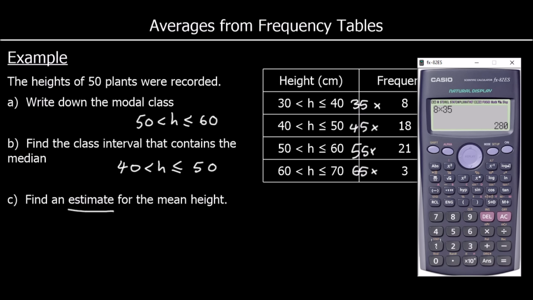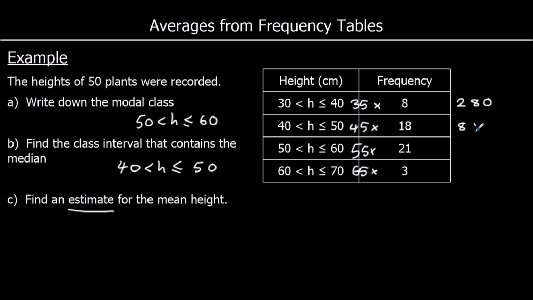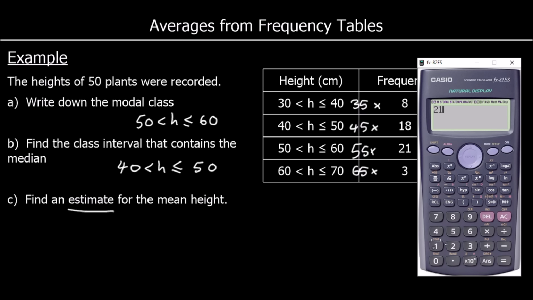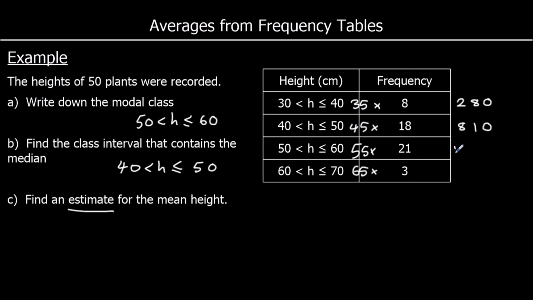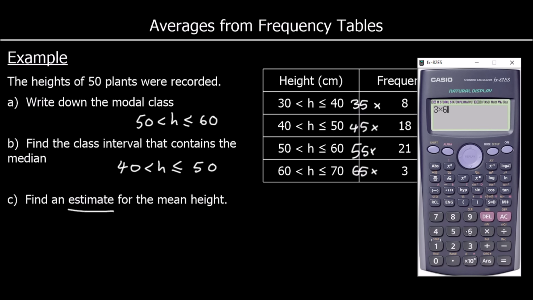18 times 45 is 810. 21 times 55 is 1155. And 3 times 65 is 195.